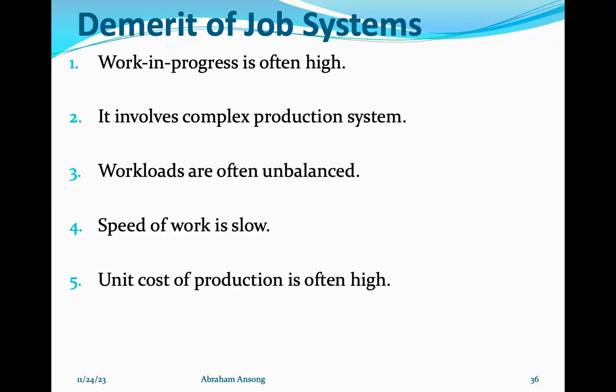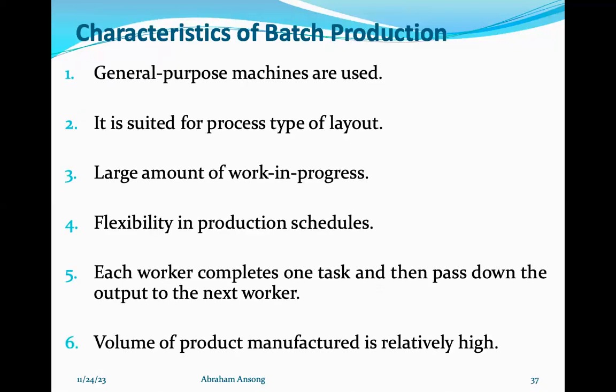Speed of work is low. Unit of production is often high because you're working on just one job at any point in time. So the unit cost will be high. You are not doing mass production where you can spread the cost over the several outputs that may come out of the system. Characteristics of batch production.